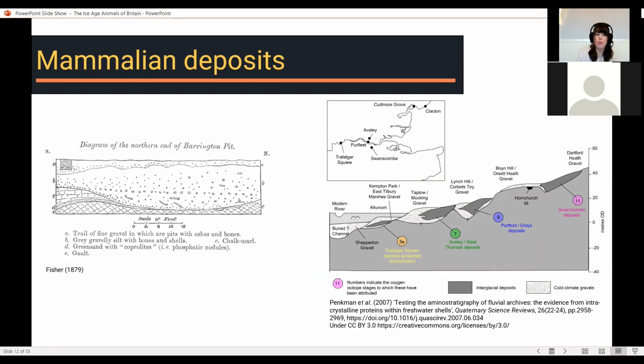So we sometimes find mammals in open air deposits, such as found by the side of old river channels. So for example, on the left-hand side here, we've got a drawing of a section through what's known as Barrington, which is in Cambridge. And you can see that the layer B is grey gravelly silt with bones and shells. So we've got the animals found there. And then on the right-hand side, we've got the Thames Terrace sequences. So a lot of animals have been found at different points along where the Thames River used to flow, such as Swanscombe and Grays and Trafalgar Square.